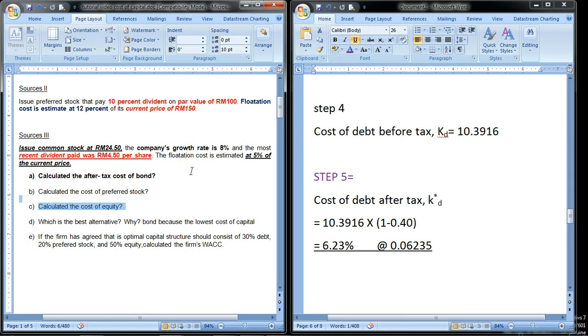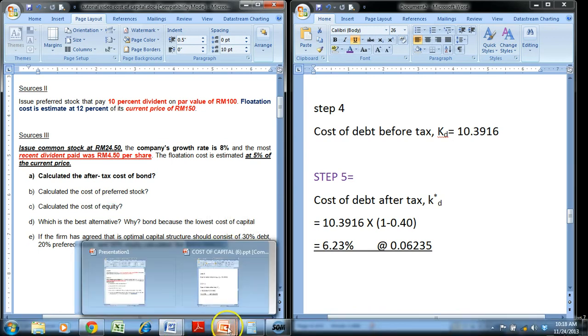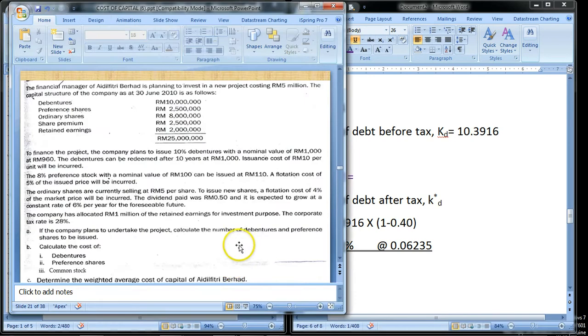Okay, so we continue our final video on this chapter, cost of capital. As I taught you before, how to calculate the cost of bond, preferred stock, and equity, which you consider as common stock as well. So, class, before I proceed to calculate the weighted average cost of capital, I would like to recall back to you preferred stocks and common shares.